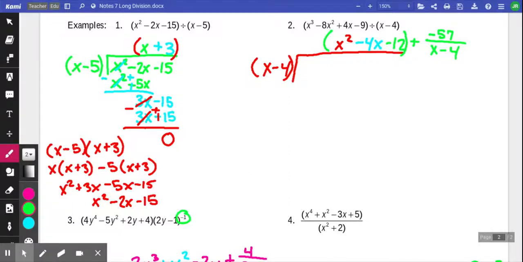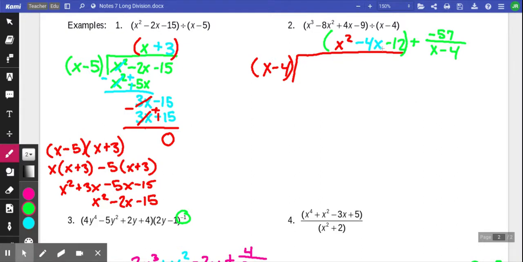Welcome back, students. The purpose of this video is to check to make sure that our answers to our polynomial long division were correct. So if we're checking to make sure that our division was right, then we need to undo it by multiplying. So remember what we got when we divided this polynomial 4 terms by x minus 4 was x squared minus 4x minus 12, and then we had a remainder of negative 57.